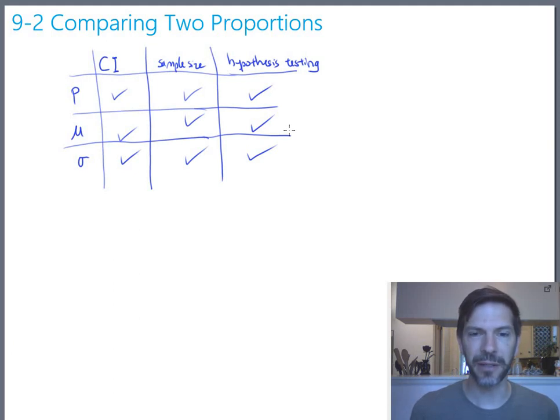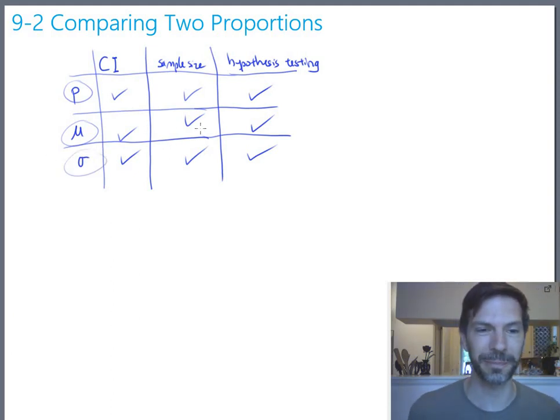In chapter 9, we move on to a slight variation on a theme. So far in chapter 7 and 8, it's always just been about one group. And in chapter 9, we're going to compare two groups to each other. But we're going to do a pretty familiar dance here in that we are going to look at comparing two proportions. And then we're going to look at comparing two averages, two means. And then we'll look at comparing two standard deviations, or the standard deviations of two groups, I should say.